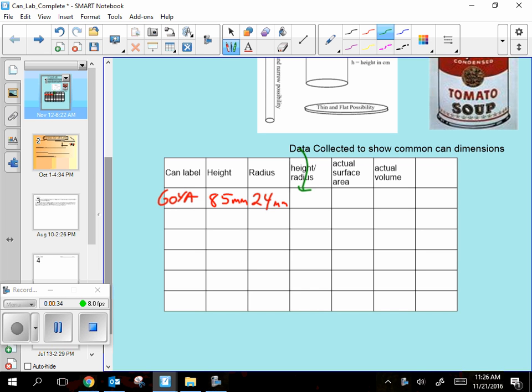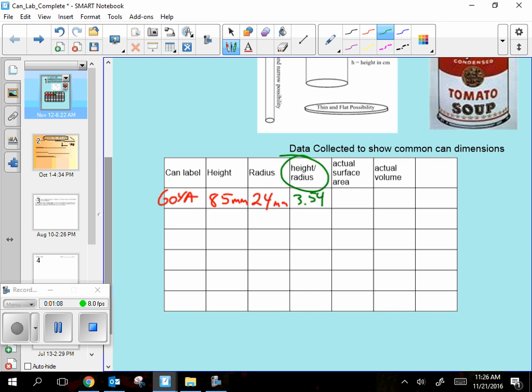And then, in this case, would somebody just use your calculator quick and type in 85 divided by 24? Whoever's fastest, tell me what you get. 3.541? All right. Now, there will be a certain height to radius ratio which is ideal, and maybe none of the cans that you measured will be that can.